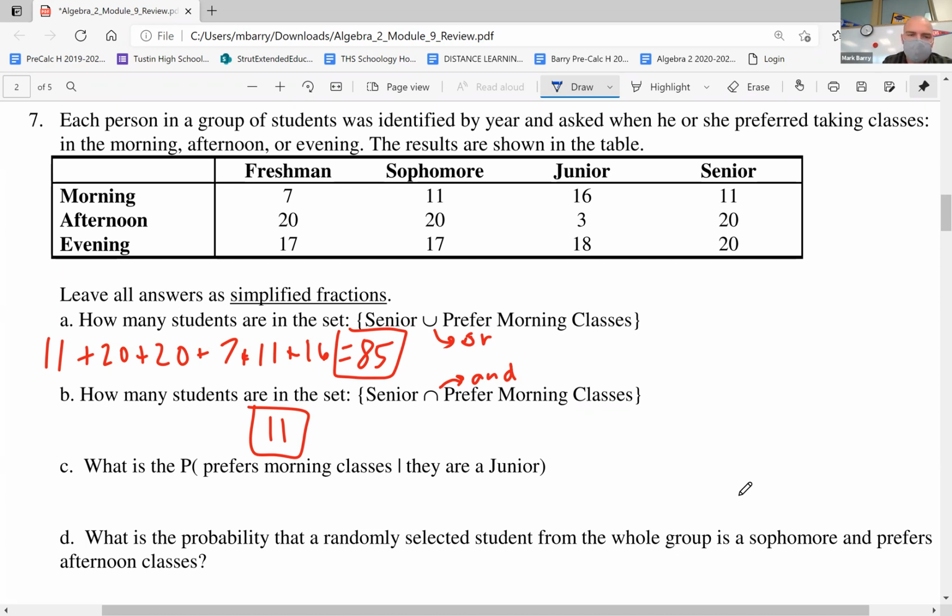All right. So prefers morning classes given that they are a junior. So we'd isolate all the juniors. So I'm looking just out of these ones right here. So that's going to be my denominator. So that'd be 16 plus 3 would be 19. 19 plus 18 is 37. So then out of those 37, how many prefer morning classes? That would just be the 16.